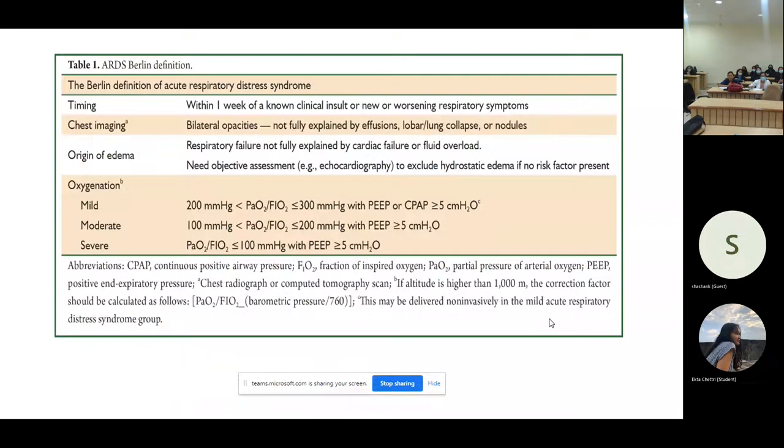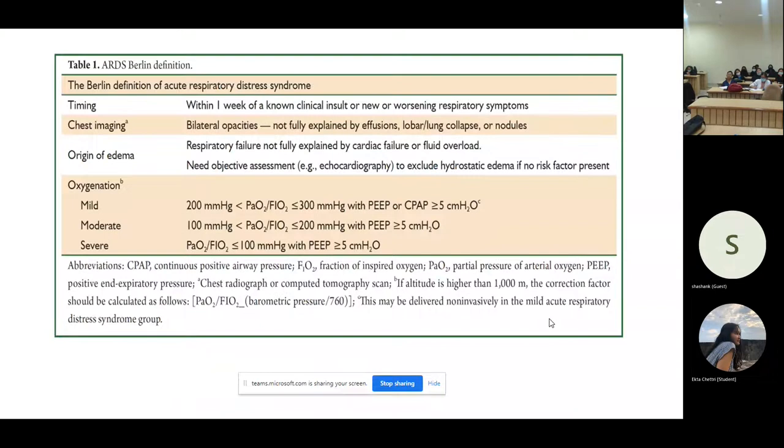Am I audible? Yes. So, according to the ARDS Berlin definition, you all know that the timing is very important. Within 1 week of a known clinical insult, there are any new or worsening respiratory symptoms, and the chest imaging shows bilateral opacities, which are not explained by any effusions, lung collapse or nodules. Then oxygenation according to the P by F ratio: mild, moderate and severe. So I think it has been explained to you in detail.